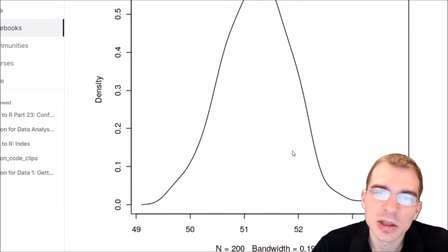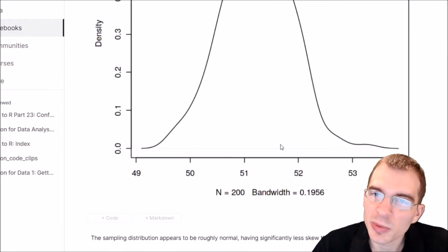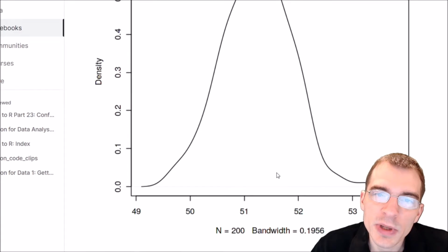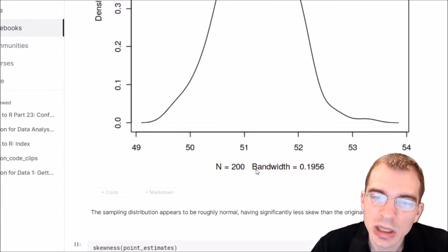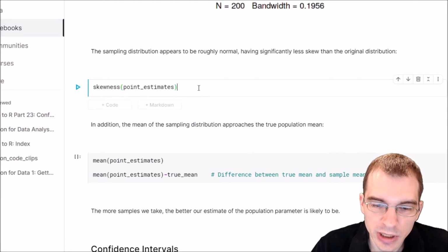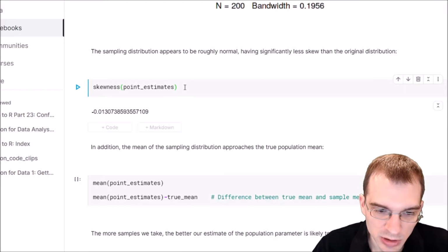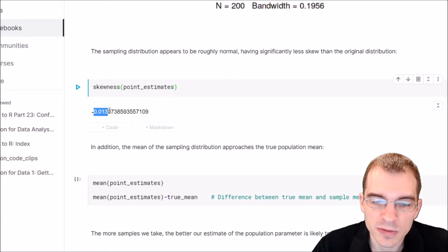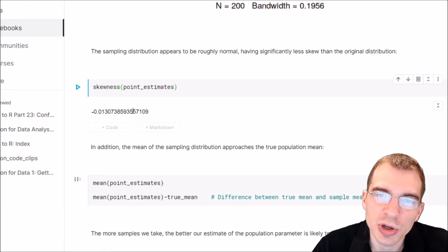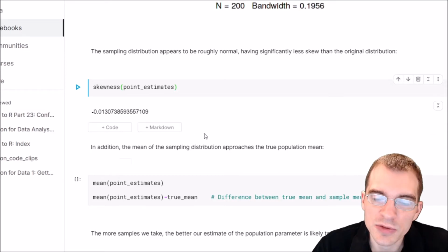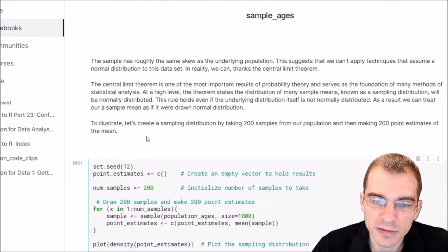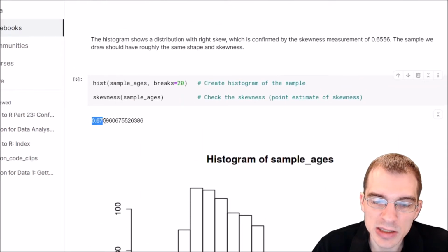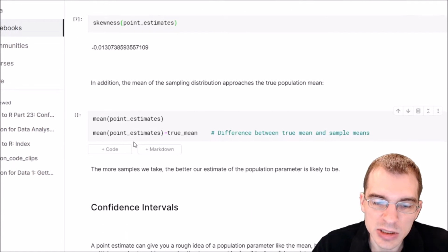So this is an example of the central limit theorem in action, and we can confirm this by running the skewness function on our new point estimates. So let's scroll down here and run skewness on point estimates. And we can now see that the skewness value is very close to 0. It's, for all intents and purposes, 0, and that's what it should be for a normal distribution. A normal distribution should have a skewness of 0. So by taking the sampling distribution, we took something that did have a decent bit of skew to it, a positive value, and we made it be essentially 0.